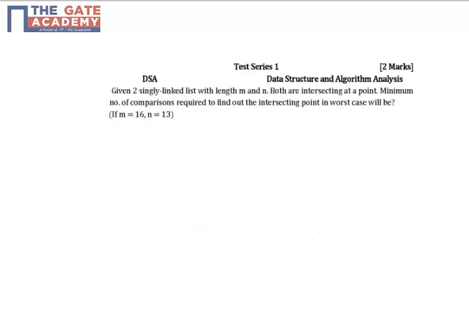So I will calculate m minus n, that is equal to 13. Now list 1 is starting from here and list 2 is starting from here, list 1 having length m and list 2 having length n. After skipping the extra nodes, I compare the first node of this and the first node of this. The remaining nodes in m are equal to 13 and the nodes in n are equal to 13. Now I'll compare one node.